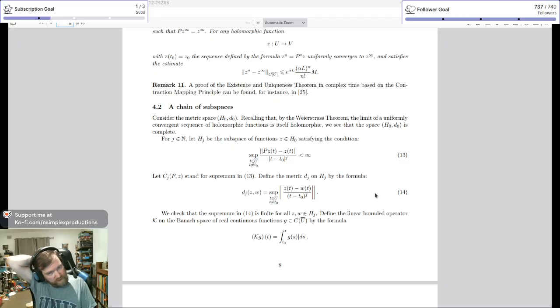C sub j of f, z stands for the supremum.